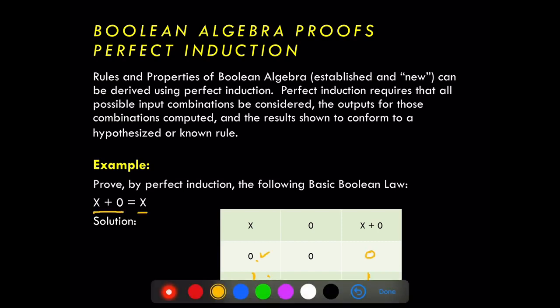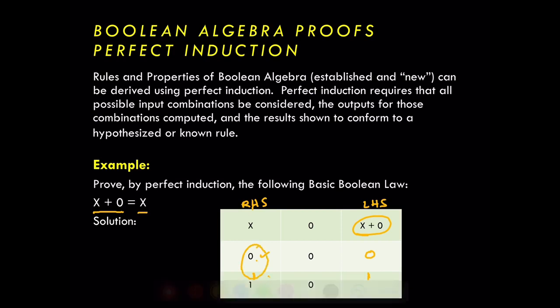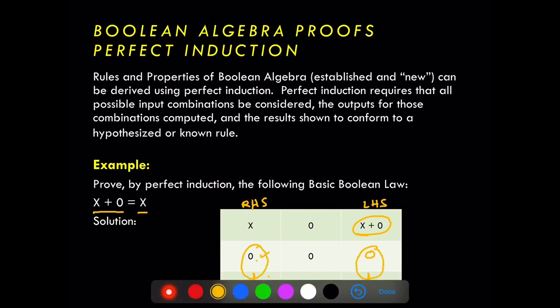So that gives us 0 and 1 as x or 0 on the left-hand side of the equation. And on the right-hand side of the equation, we simply have x. Are these two equal? Indeed they are. So that proves by perfect induction that x or 0 is equal to x.